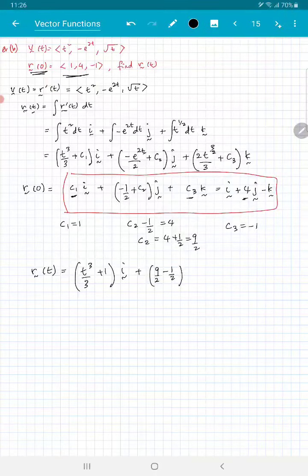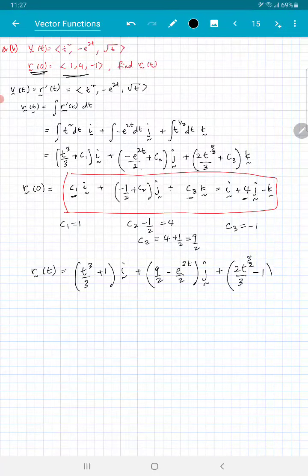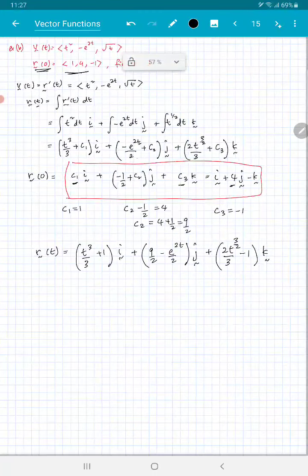Oh, sorry. That is not my y component. This is our y component. Sorry about that. The y component is c2, which is 9/2, plus negative e to the 2t over 2. So that's the y component. And the z component is 2t to the 3/2 over 3 plus c3, where c3 is negative 1. So that is our r(t).